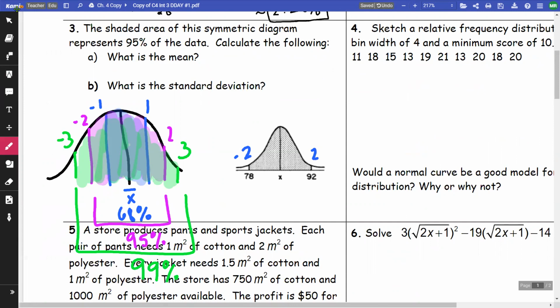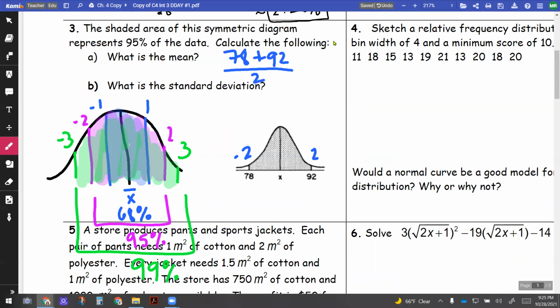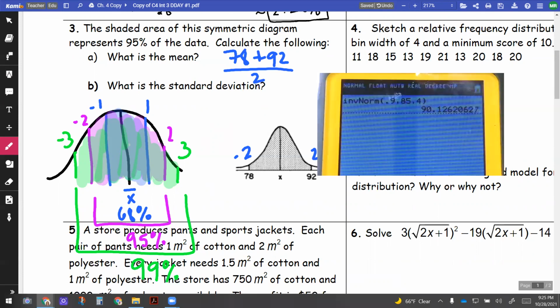But in order to find the mean, since this is symmetric, I'm going to take my 78 and my 92, and I'm going to average them. Add them up and divide by 2.